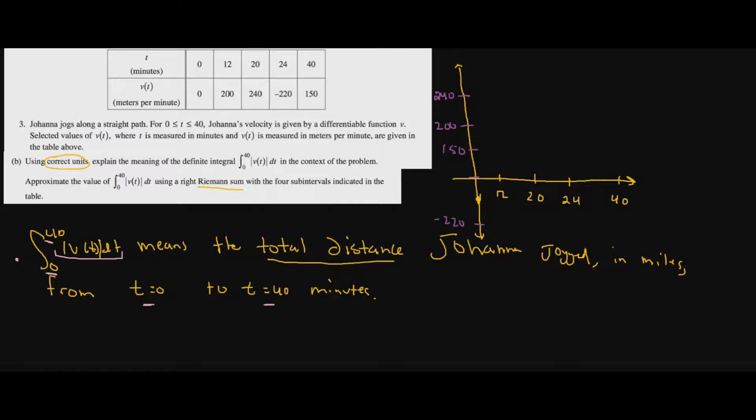Now it's just a matter of plotting our points. So let's go ahead and do that. 0, 0; 12, 200; 20, which is 240; 24, which is negative 220; and 40, which is 150 right there. Here we go. And what kind of Riemann sum are we using? Well, a right Riemann sum. So we're going to start from the right, and we're going to get a Riemann sum here, starting from the right.